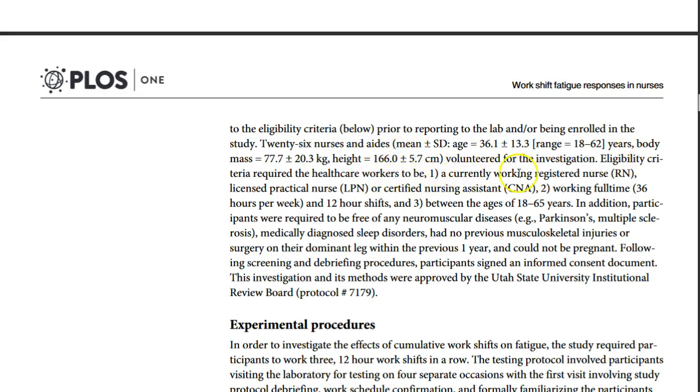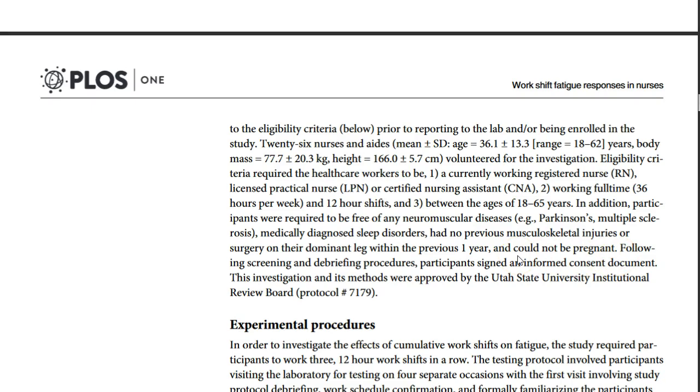Number 1, current registered nurse or LPN or CNA. Number 2, they had to be working full-time, which is defined as at least 36 hours per week, and they needed to be 12-hour shift employees. So if you're an 8-hour shift employee, then that didn't matter. And then they also had to be between the ages of 18 and 65. And in addition, participants were required to be free of neuromuscular disorders, such as, and they give you a list of things. So that would be an exclusion criteria. Had no previous musculoskeletal injuries or surgeries on their dominant leg in the past 1 year, and could not be pregnant.